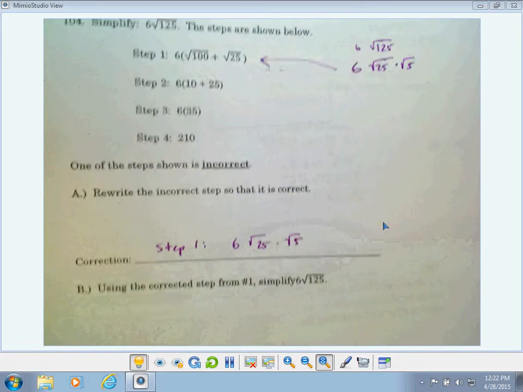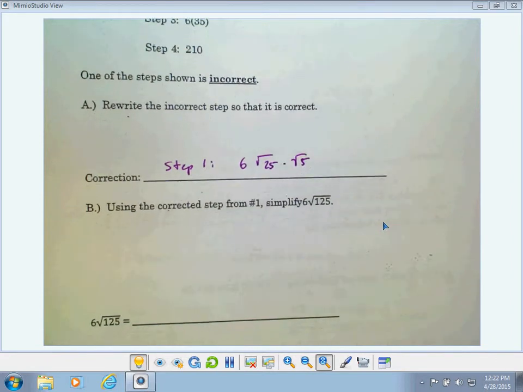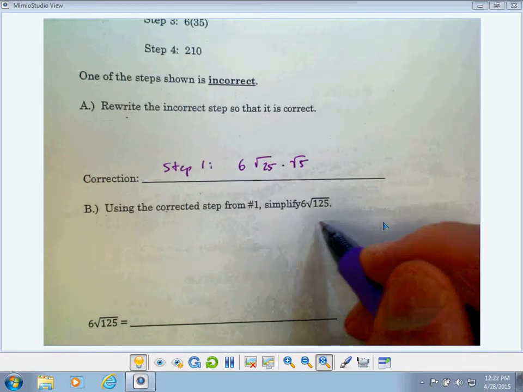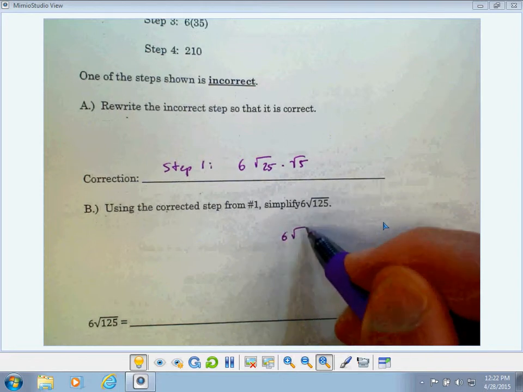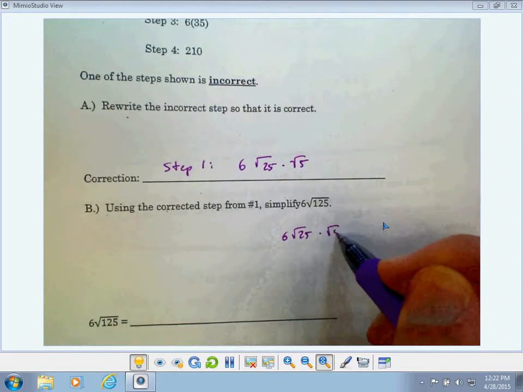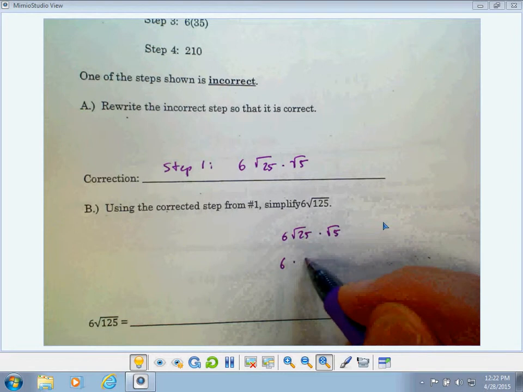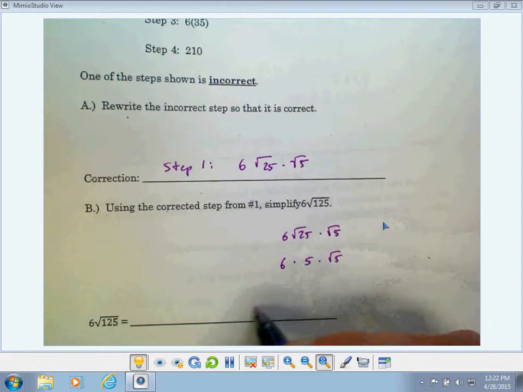And then it says, using the corrected step from step 1, so now we're going to actually do it, simplify that. So 6 square root of 25 times square root of 5. That would be 6 times 5 times the square root of 5, and our answer is 30 square root of 5.